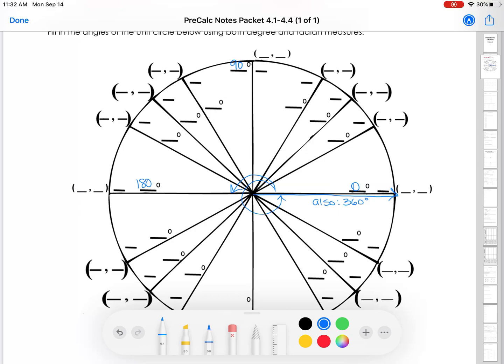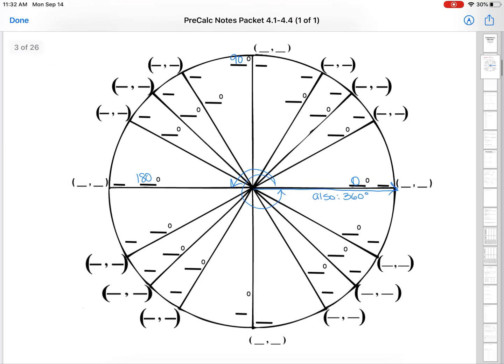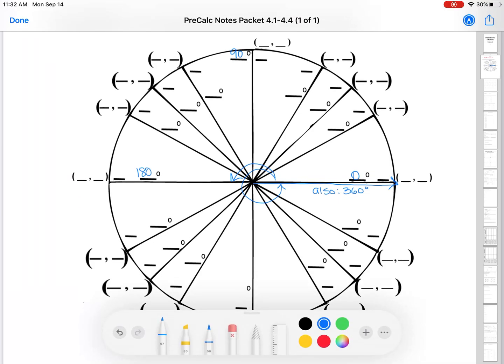Okay, and if we go halfway between 180 and 360, that's another quarter of the circle. That'll be 270 degrees in total. Okay. So now if we continue, we'll go to 45 degrees, which is halfway between 0 and 90. And if I do that each way through, we've got the halfway mark in each of these angles.